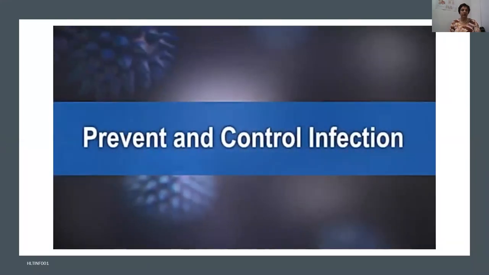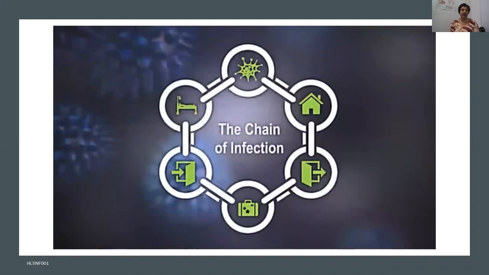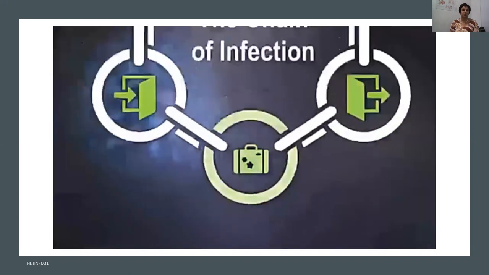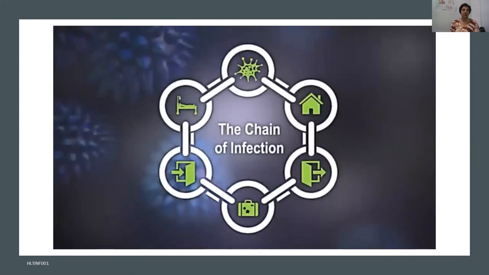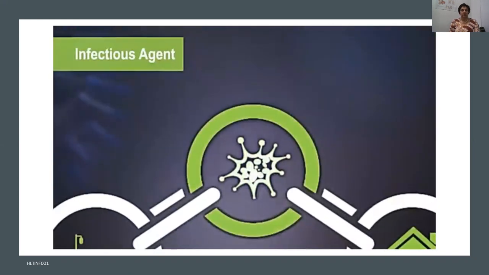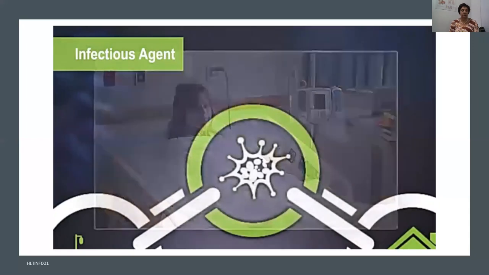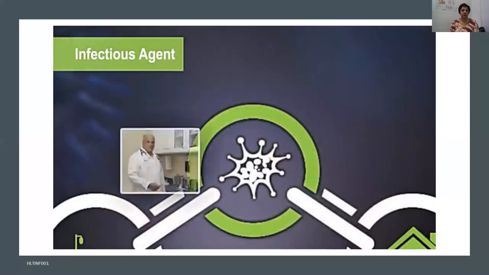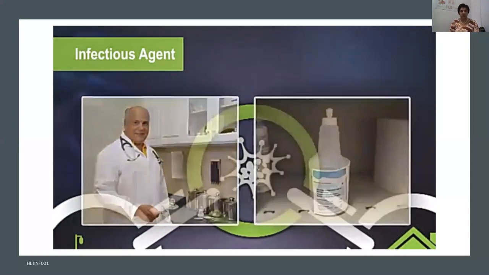To prevent and control infection, first we need to understand how infection spreads through the chain of infection. The chain of infection is made up of six different links. Infection occurs when each link is present in this order. But the chain is easy to break. Each link can be broken, which prevents disease and keeps patients safe. Let's go through each link. An infectious agent is an organism having the ability to cause disease. To break this link, seek prompt treatment if you are ill and use the right cleaning solution to disinfect the pathogens you have identified.